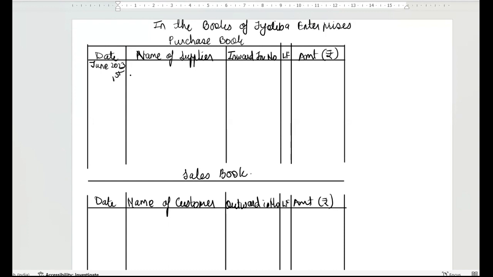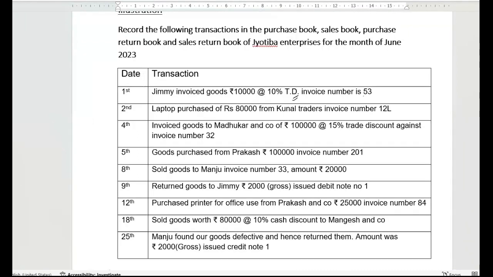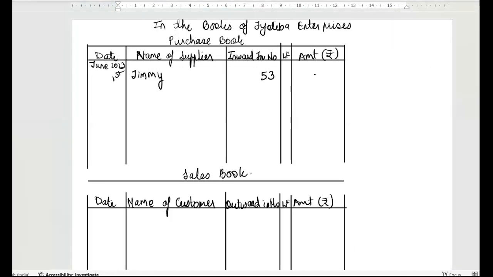On 1st of June, what is the name of the supplier? The supplier's name is Jimmy. Now, inward invoice number is 53 they have given us, right? And he is giving us at trade discount 10%. So, we will have the amount of 10,000 minus 1,000, which is 10% of this. So 9,000 is our total amount of purchase. So we will record directly this amount of 9,000 and not 10,000 or anything else. So let us write here 9,000. Fine. So this is the first transaction.